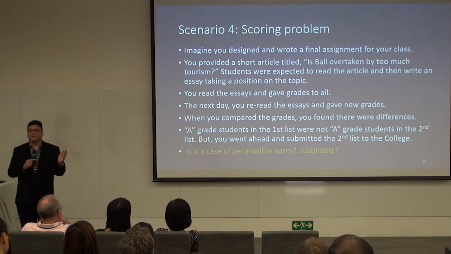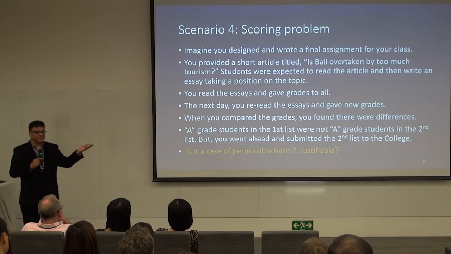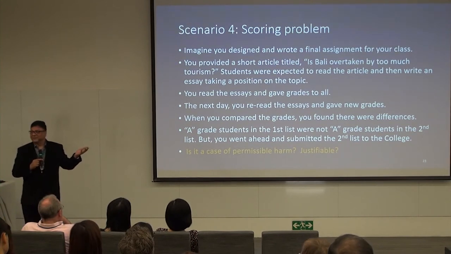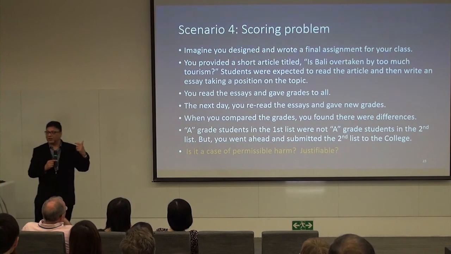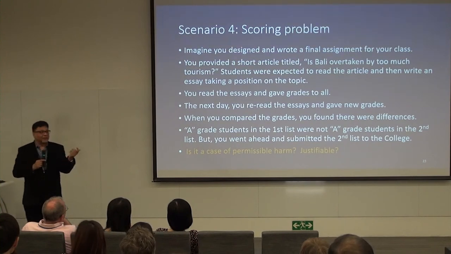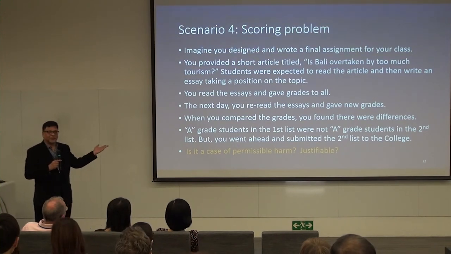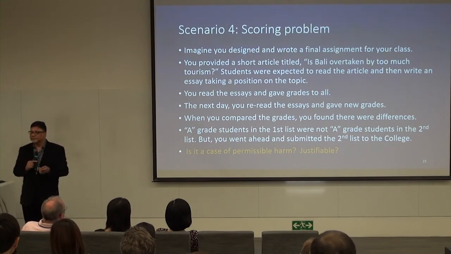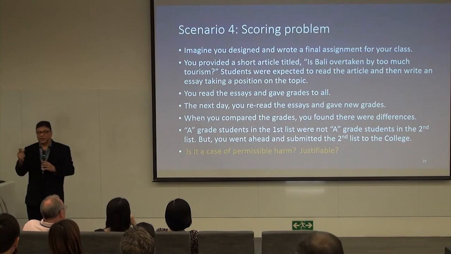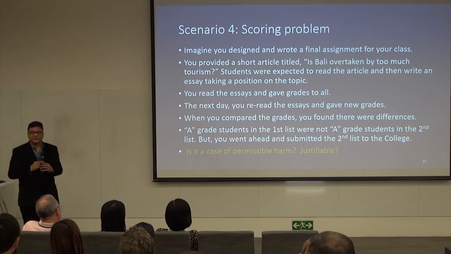What ought you to do? What would you do? You were too liberal or too severe, double marking, yeah, by yourself, that is intra-rater reliability. So what ought you to do? Give the first list, give the second list, or is there another alternative? Somebody else to mark the essays again.